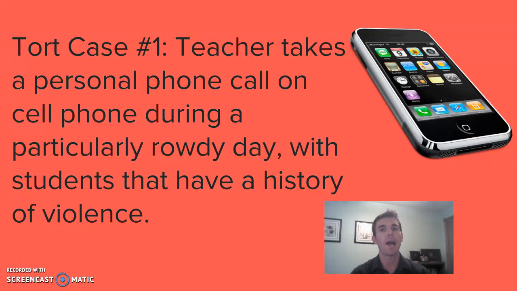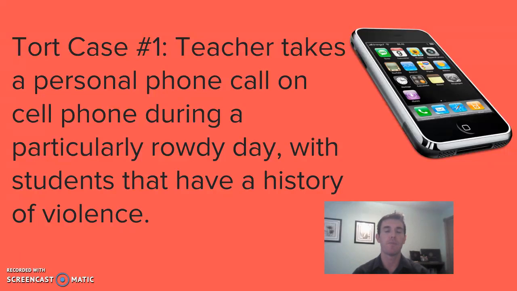As far as a reactive measure that would take place in our school, if this were to happen, the students that were involved, both the victim and the perpetrator of the violence, would be removed from the classroom. Parents would need to be contacted as far as what happened at school. And then the teacher would need to be reprimanded for their conduct with the cell phone use, which is a breach of their duties.